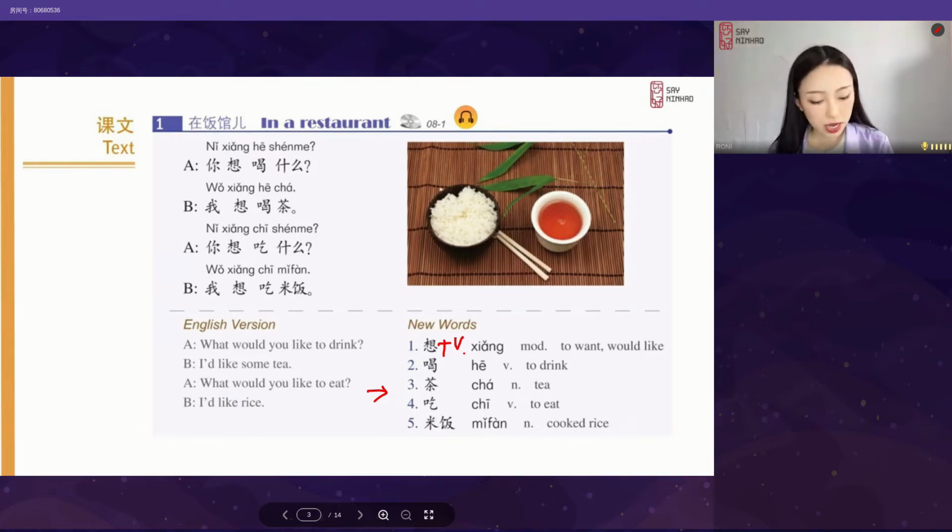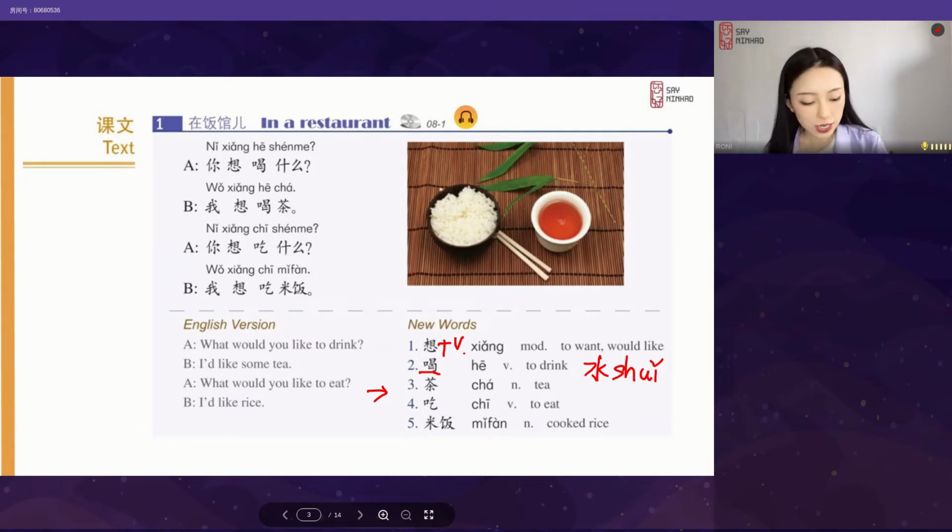And next one is 喝. Read after me please. 喝, it means to drink. Try to say if you wanna drink water, then it is 喝水. 水 in Chinese means water, okay? 喝水. So you wanna drink is 想喝.